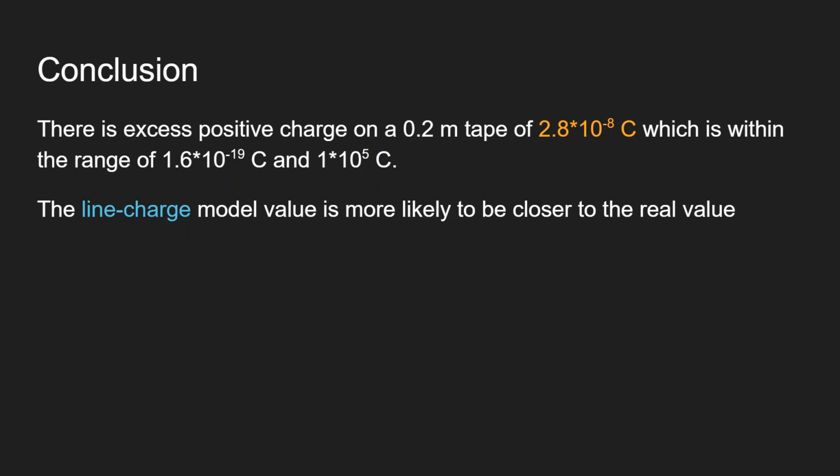To conclude, we can say there is an excess positive charge on 0.2 meters of tape, which is around 2.8 times 10 to the negative 8 coulombs, within the range that we expected, and the line charge model value is more likely to be closer to the real value.